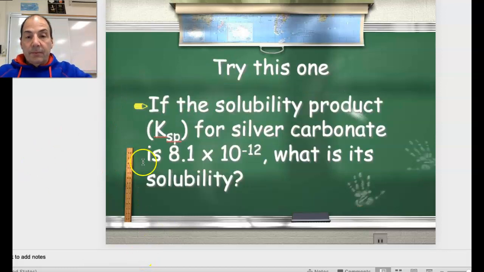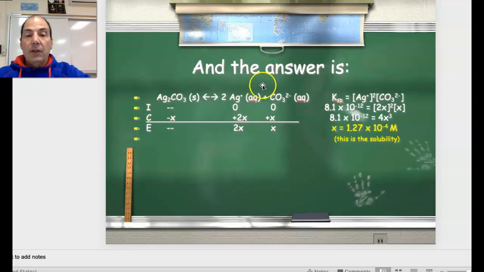All right, so try this one. If Ksp for silver carbonate is 8.1 times 10 to the negative 12, what is its solubility? All right, so pause the video, give it a try, but I'm going to explain it now. So first thing I'm going to do is set up my reaction, silver carbonate, Ag2CO3. So I'm going to get 2 silver ions, 1 carbonate ion.